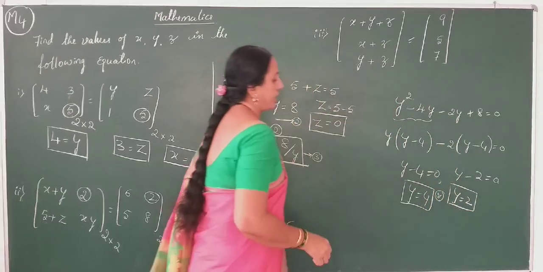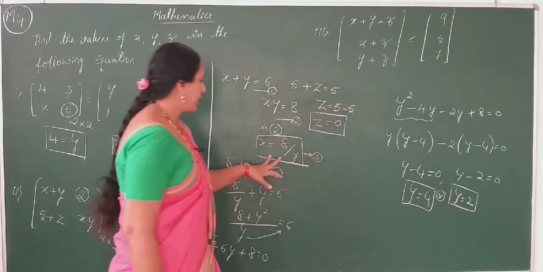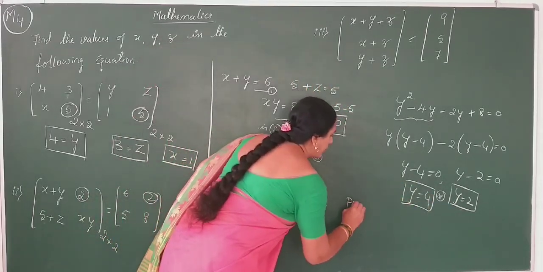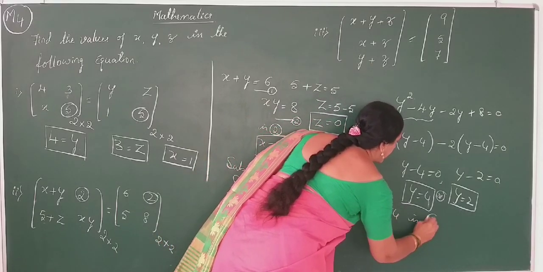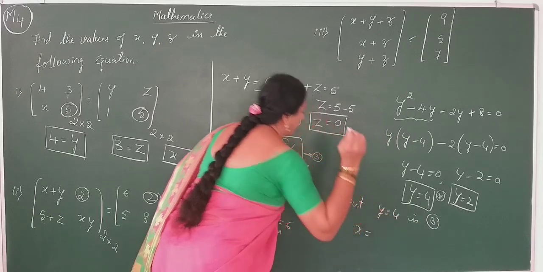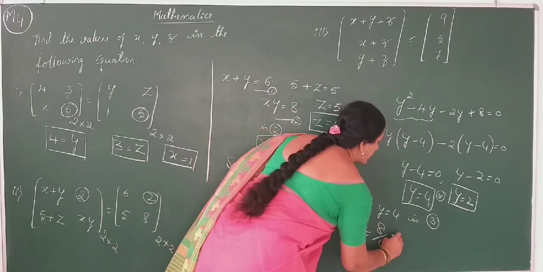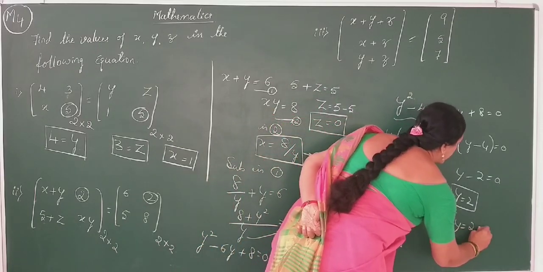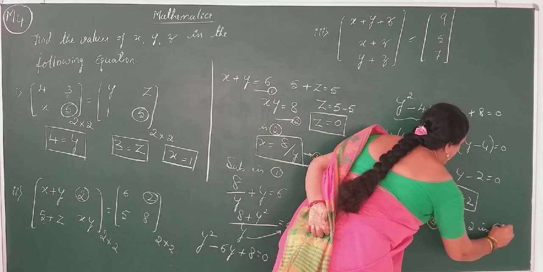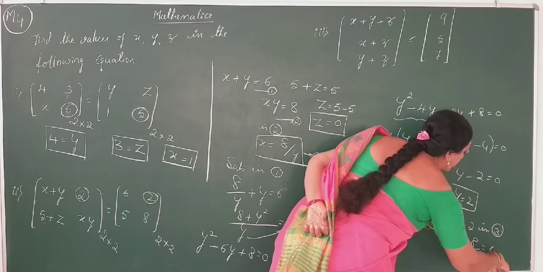Then these are the different values of y. Such values can be substituted in equation 3. Now put y is equal to 4 in equation 3, then x is nothing but 8 divided by 4, which is equal to 2. Similarly, put y is equal to 2 in equation 3, then x is equal to 8 divided by 2, which is equal to 4.